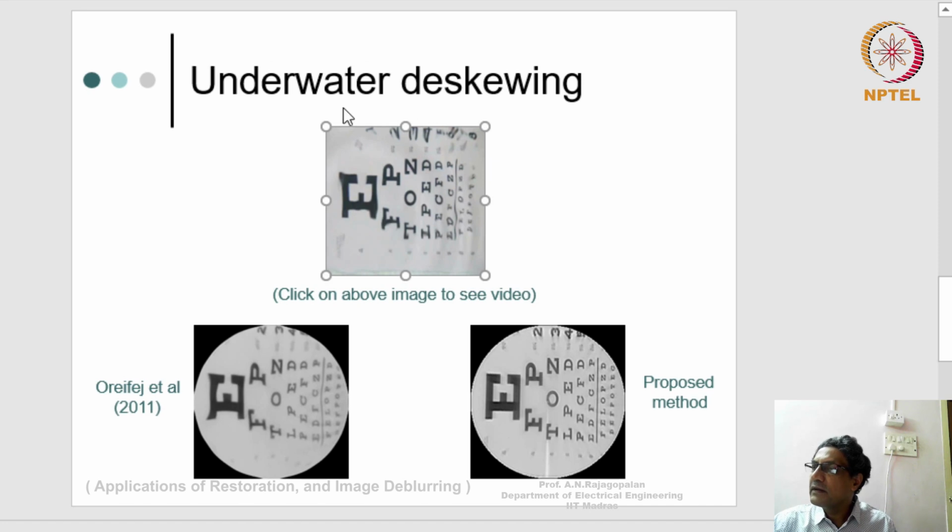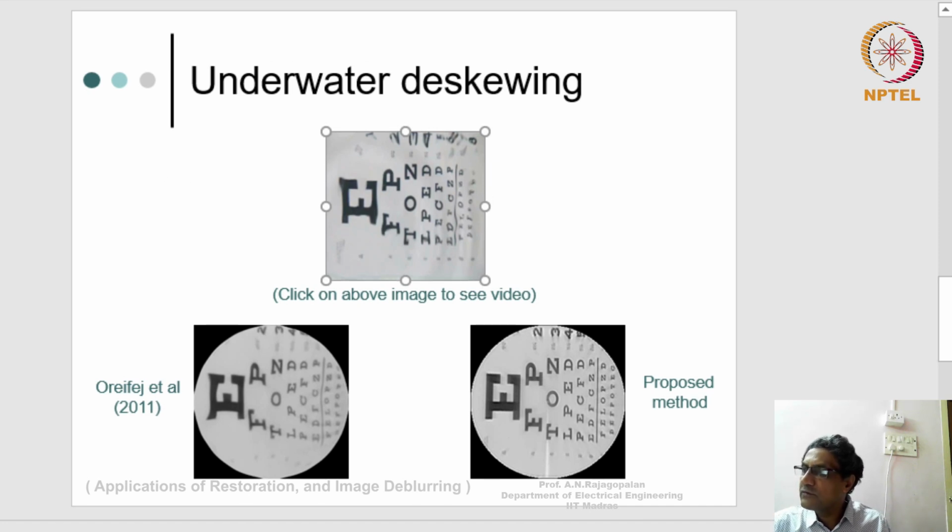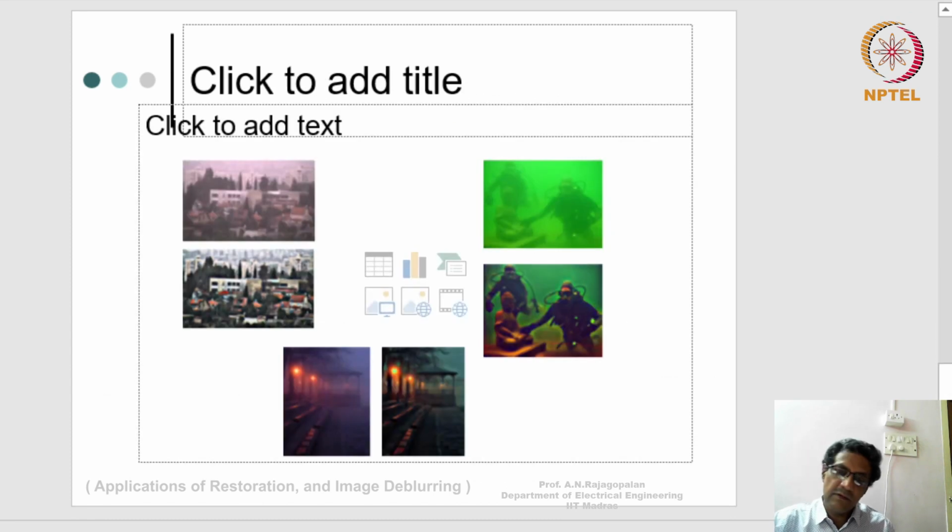The idea is that there are so many of these problems that come under restoration. Here is another. This is about another kind of dehazing. Here you have a hazy image, and here you have a dehazed image.